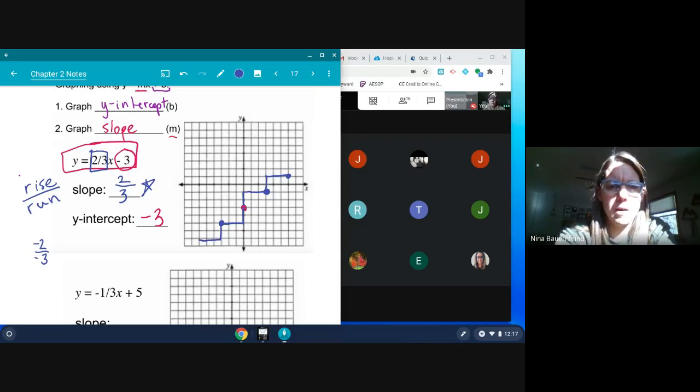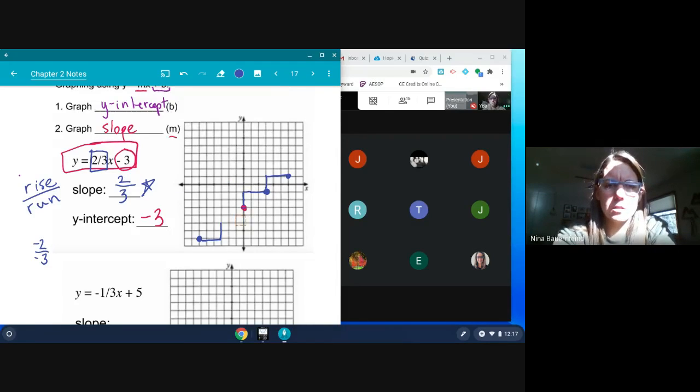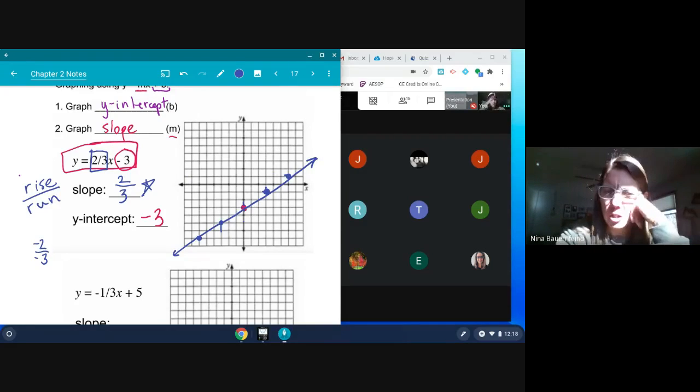Down 2, back 3. We really should not include these lines. They should not be here. It should just be the dots, and then we connect them with a line. You need to put that line there, okay?